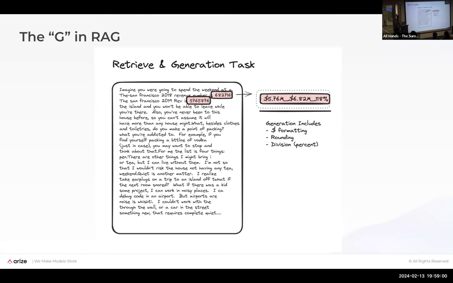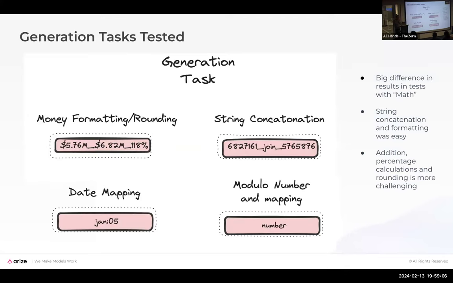The arithmetic at the end was actually interesting enough that it caused a lot of the problems. So these are the different types of generations we tested. I'm now not only doing retrieval, not only trying to find a fact, but I'm doing something with it as part of my generation phase.